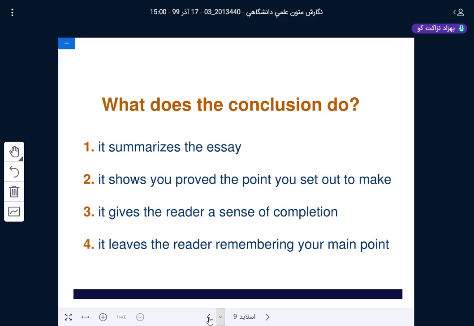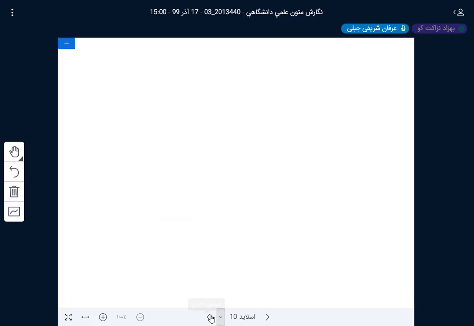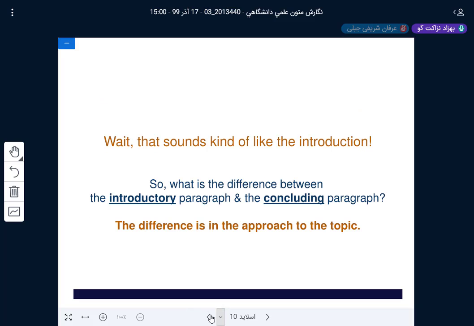It leaves the reader remembering your main points. Very good. Thank you. Go on, please. Wait, that sounds kind of like the introduction. So what is the difference between the introductory paragraph and the concluding paragraph?